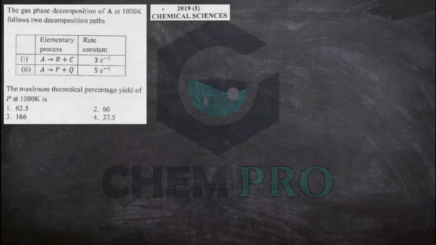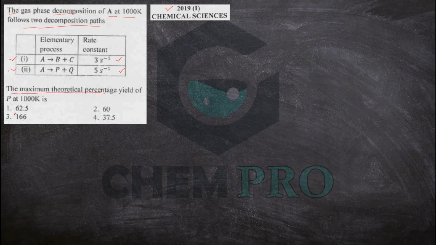Here is a question from CSIR-NET June 2019. The question says that the gas phase decomposition of A at 1000 Kelvin follows two decomposition paths. At first A to B plus C, and in the second path A to P plus Q, and the rate constants for the two paths are 3 second inverse and 5 second inverse. We have to calculate the maximum theoretical percentage yield of P.